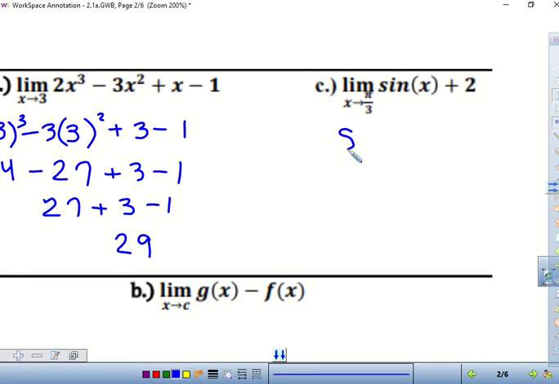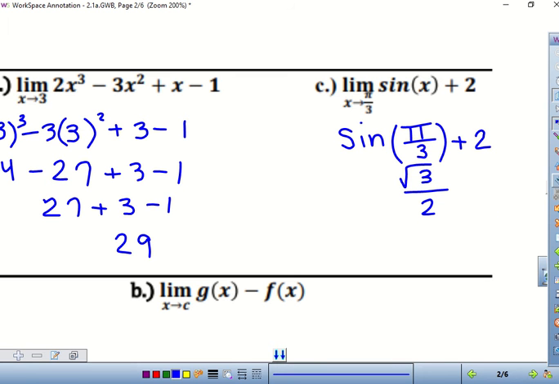Alright, and then the next one, same idea. We're going to substitute and evaluate. What is sine of pi over 3? Pi over 3 is equivalent to what degree measure? That's sine of 60. The answer is radical 3 over 2, from the unit circle.